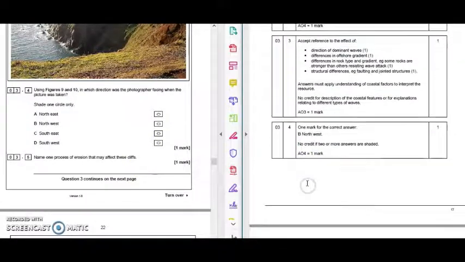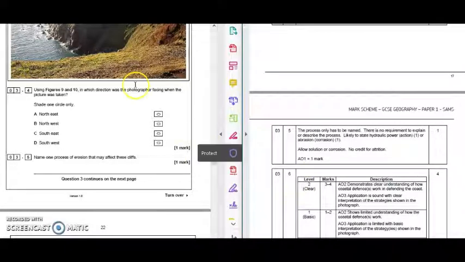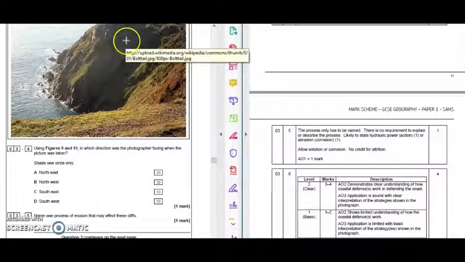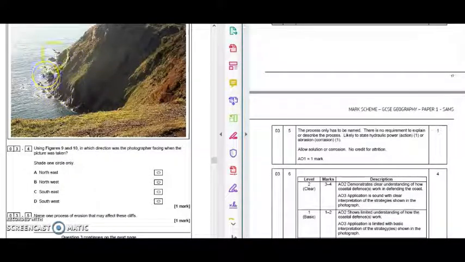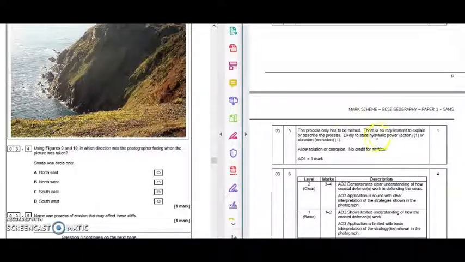3.5. Name one process of erosion that may affect the coastline. So just be careful, don't write down any names of weathering. Okay? These are the ones that happen on top of the cliff. So don't say physical weathering or chemical weathering or biological. It's all to do with the erosion of the water. So you could say things like hydraulic action or power. You could have corrosion. Any of those, absolutely fine to use.